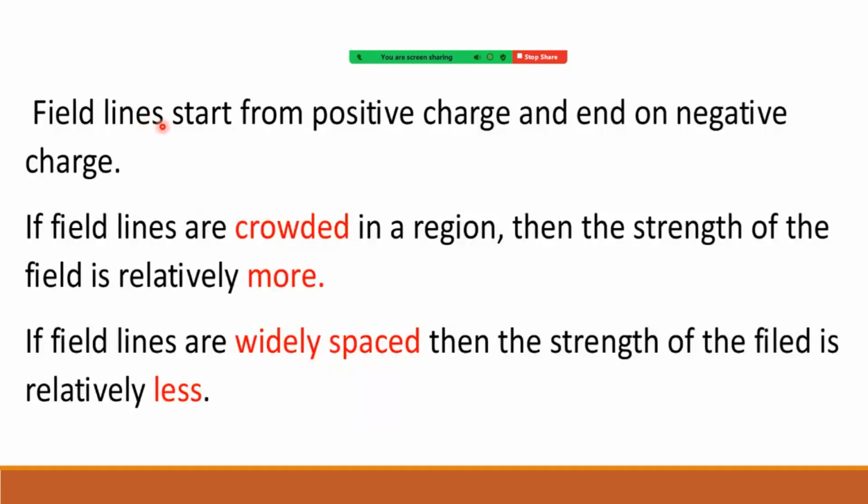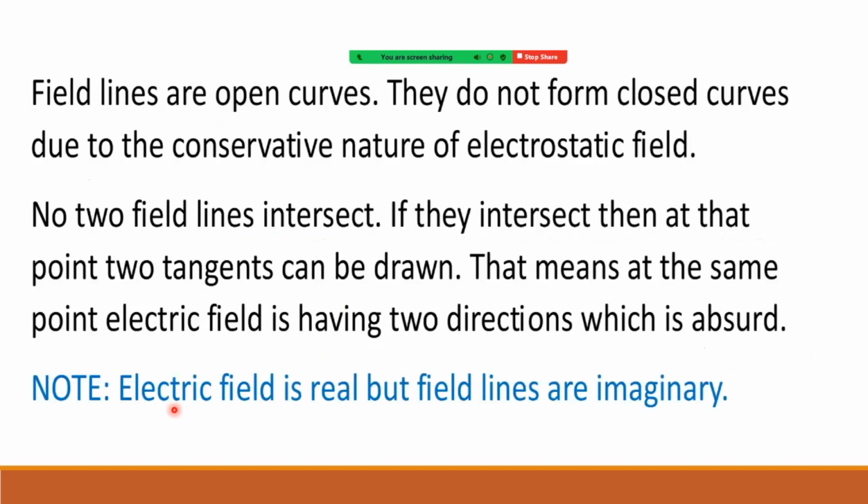Next. Field lines start from positive charge and end on negative charge. They're open curves. If field lines are crowded in a region, strength of the field is relatively more. Widely spaced, strength of field is relatively less. So field lines are open curves. They do not form closed curves due to conservative nature of electrostatic field. Just now we have discussed, right?